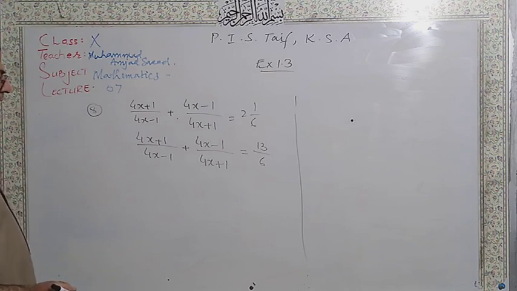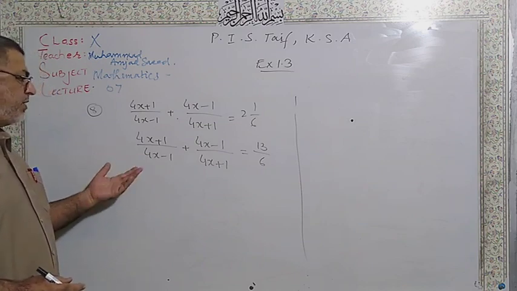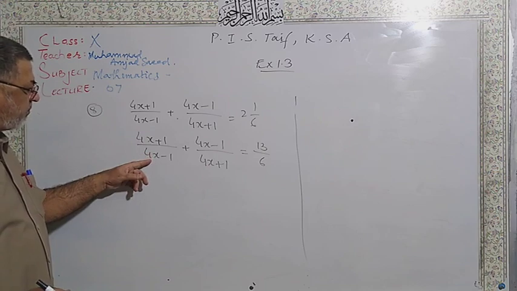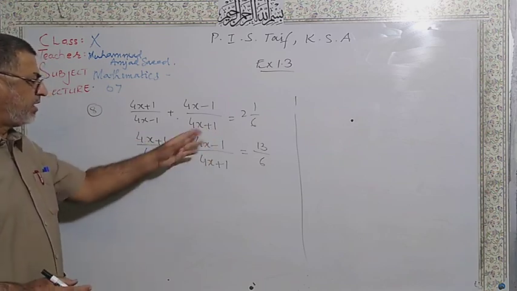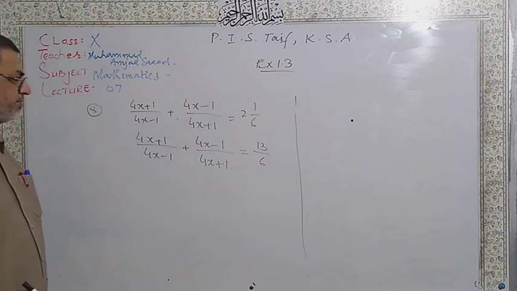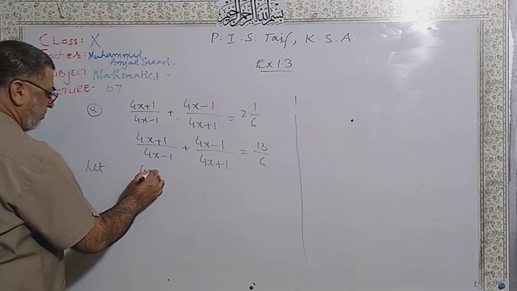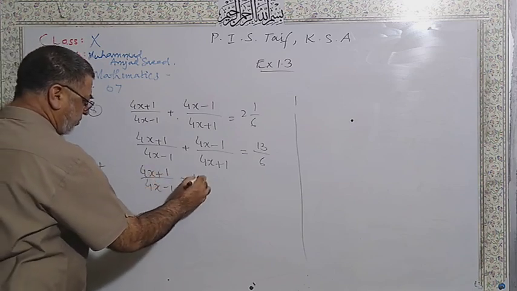Multiplying throughout by LCM, or even you can have 4x plus 1 over 4x minus 1 is equal to y. Because this is reciprocal, it will be 1 over y. So let 4x plus 1 over 4x minus 1 is equal to y.